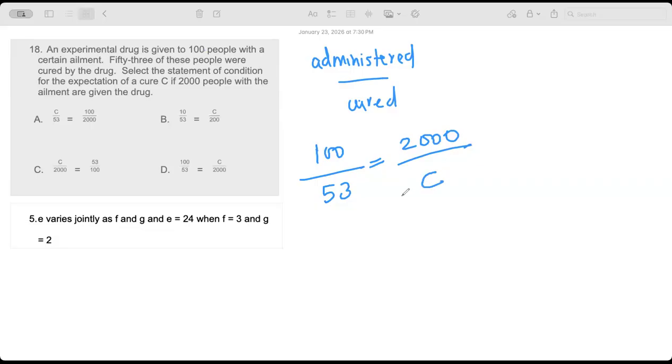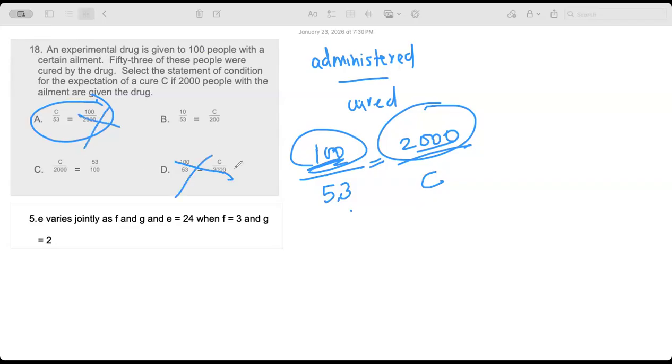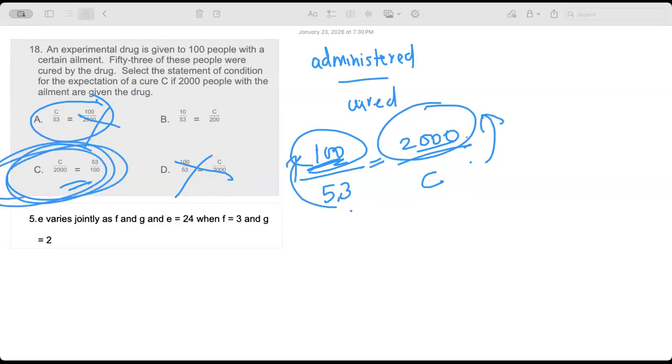Okay, so we need 100 by 53. So 100 in the numerator, 2000 in the numerator, or it can be the other way. 100 divided by 2000 can be the same as 53 by C. 100 divided by 2000 can be equal to 53 by c. It's not c by 53. You cannot get confused here. Or it can be 100 by 53 equal to 2000 by c. This is also not correct. What is correct? But here, c by 2000, the reciprocal, will be equal to 53 by 100. Answer is c. Any questions, guys?